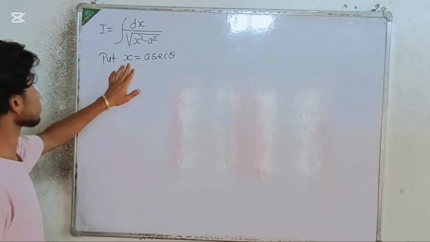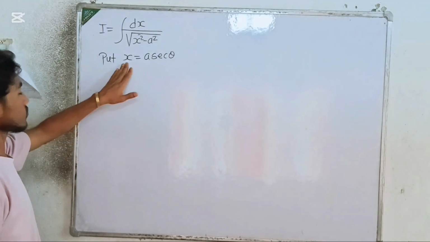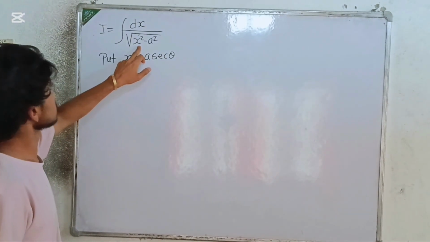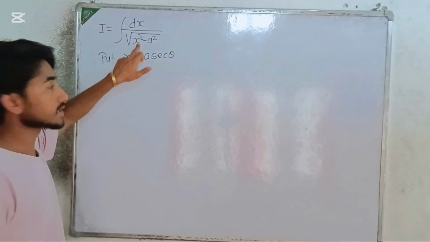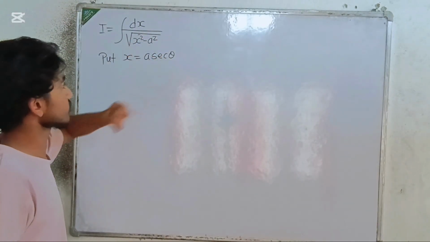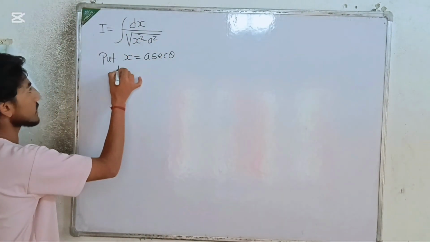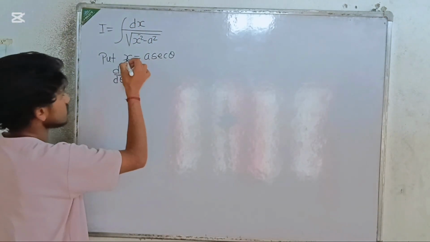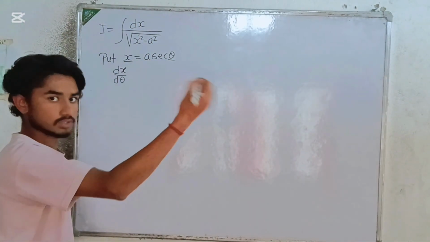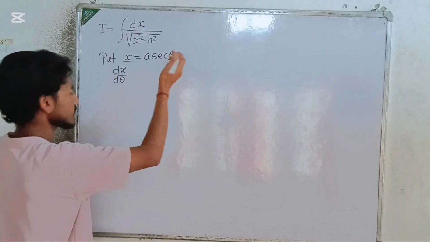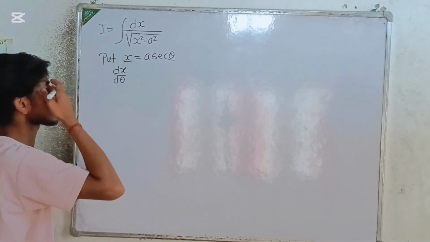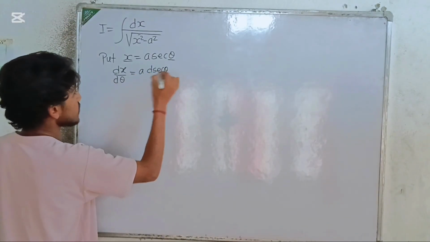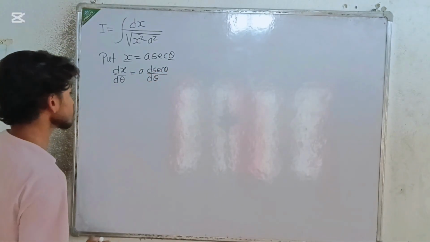If you start plugging in x equals a sec theta, you end up getting x as a function of theta. So here it is in terms of theta, so you have to make dx in terms of theta. What we have to do is differentiate for the value of dx over d theta, because the differentiation is going to happen with respect to some variable. If theta is the variable, correspondingly x is going to vary. So dx over d theta can be written as a d sec theta over d theta, right?